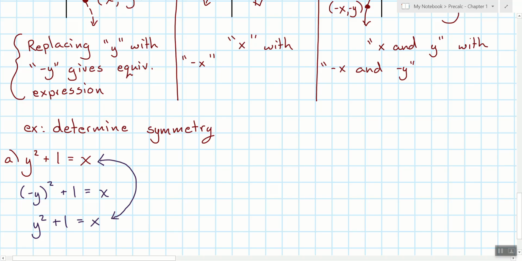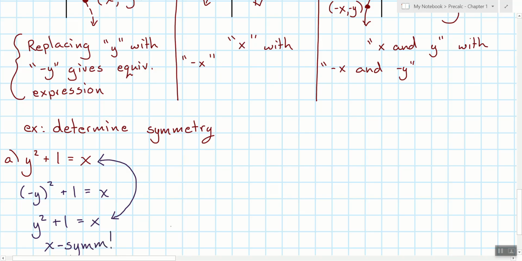Yeah, so what do you think we just discovered? If replacing y with negative y gave us an equivalent expression. Love it. We have some lovely x symmetry.